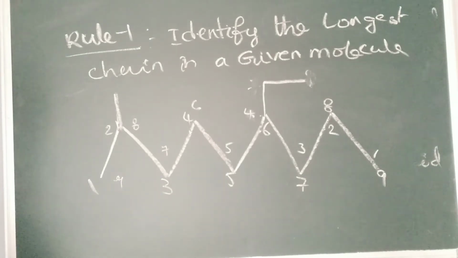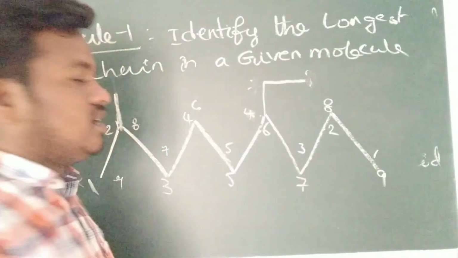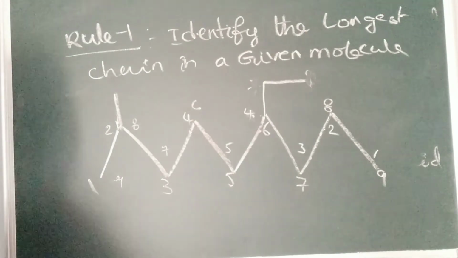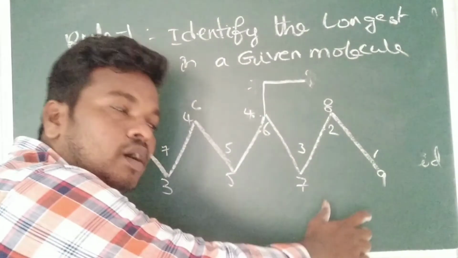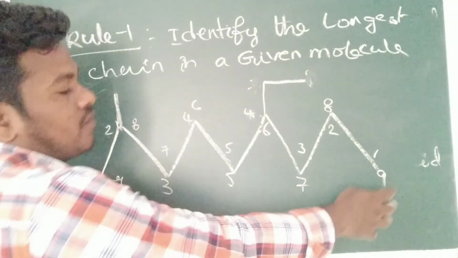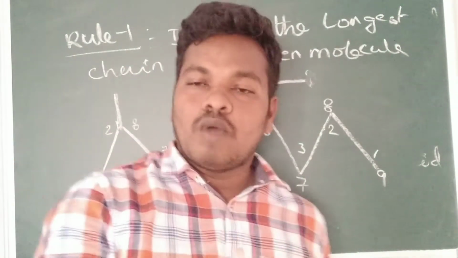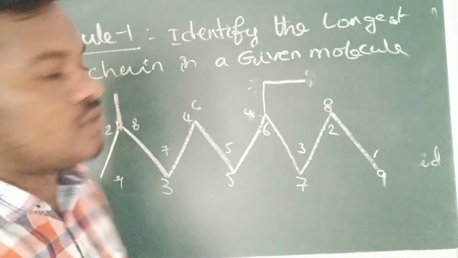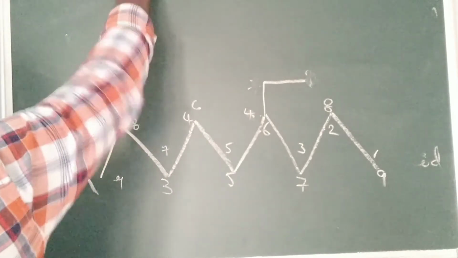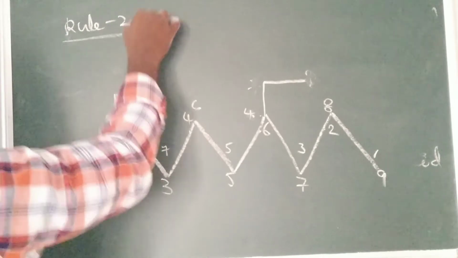So next, I have to give the numbers, whether from the left side or the right side. Which one is correct, right to left or left to right? Of course, it has 9 carbons whether coming from left to right or right to left. But we have to choose one, so there will be confusion. To clear that confusion, rule number 2 is there. So what is meant by rule 2?